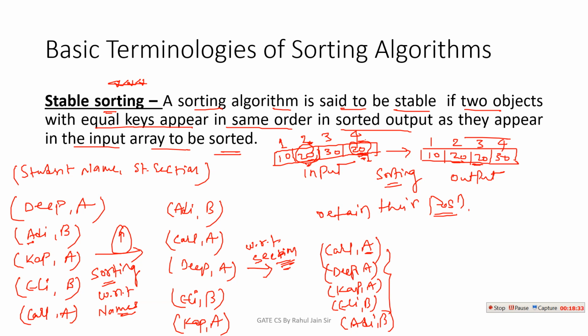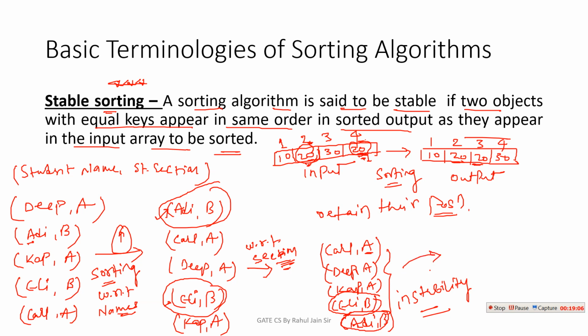But in the original positions, Adi existed before Eli, but here we may get Eli before Adi. So this is called instability. This is called unstable sorting.